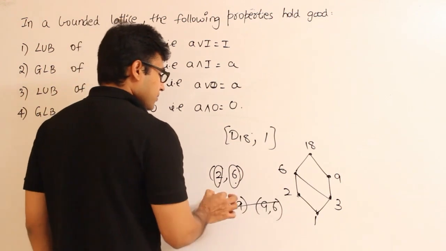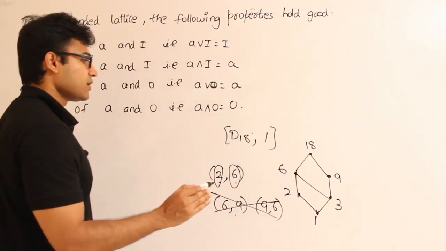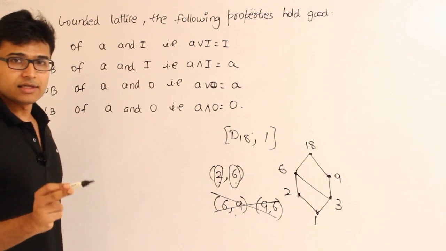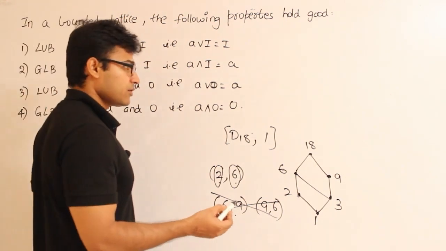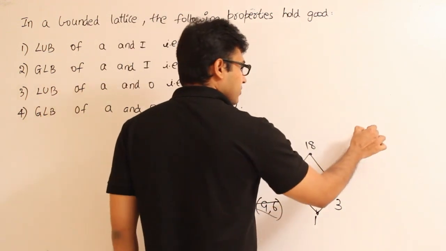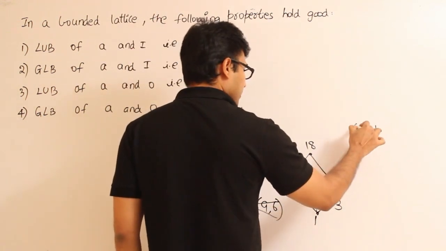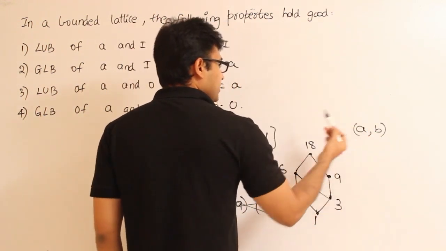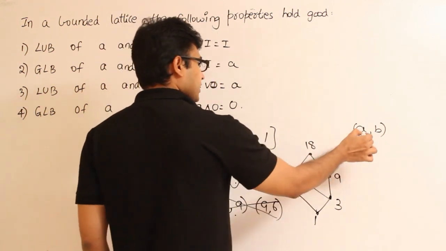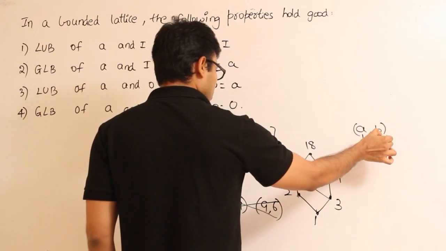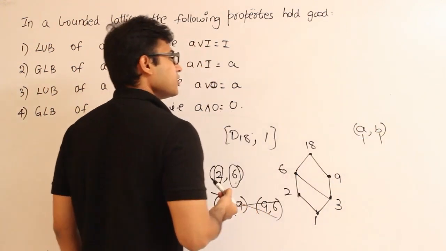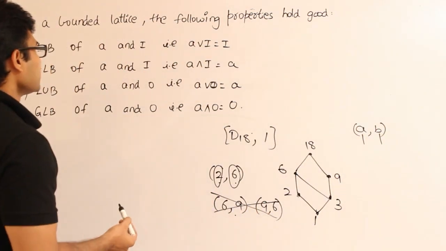So if two elements are related in any poset or a lattice, it need not be a lattice, it can even be a poset, if you have two elements present in an ordered pair, then definitely the least upper bound is going to be this one and the greatest lower bound is going to be this one. Remember that always. Now let's come back to this.